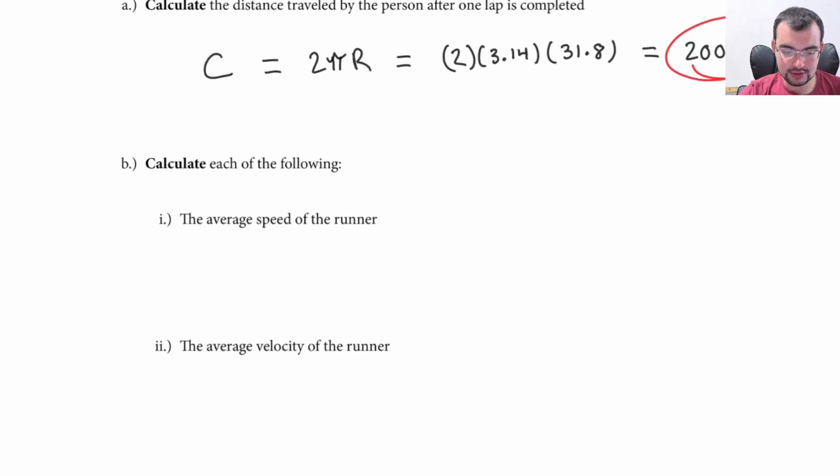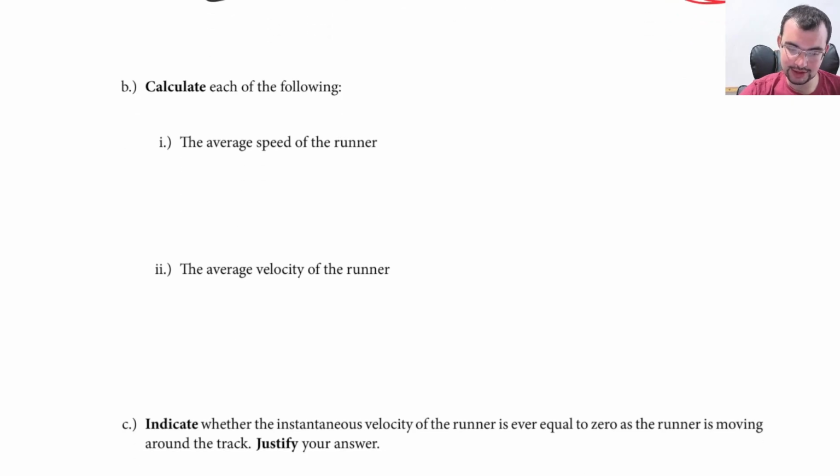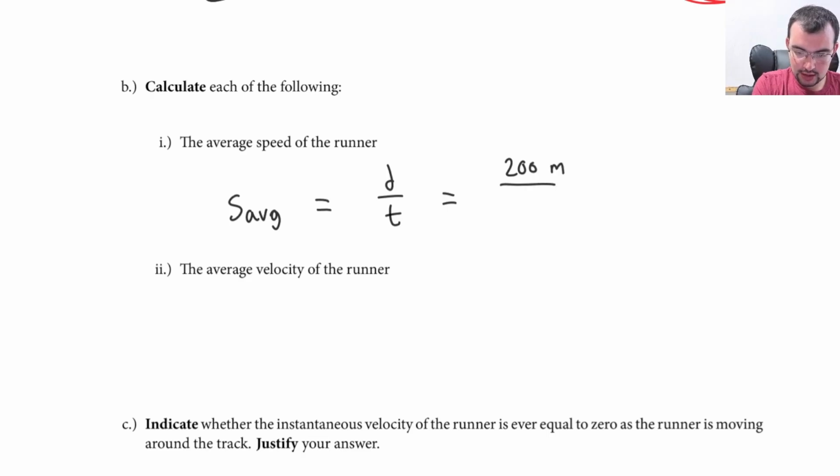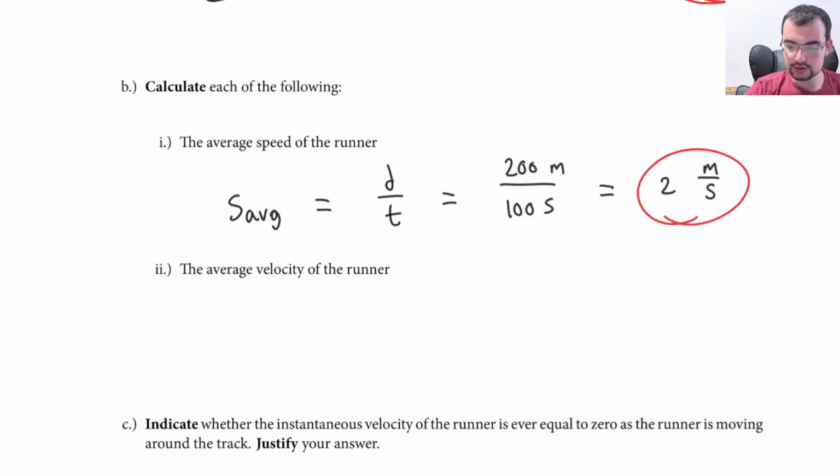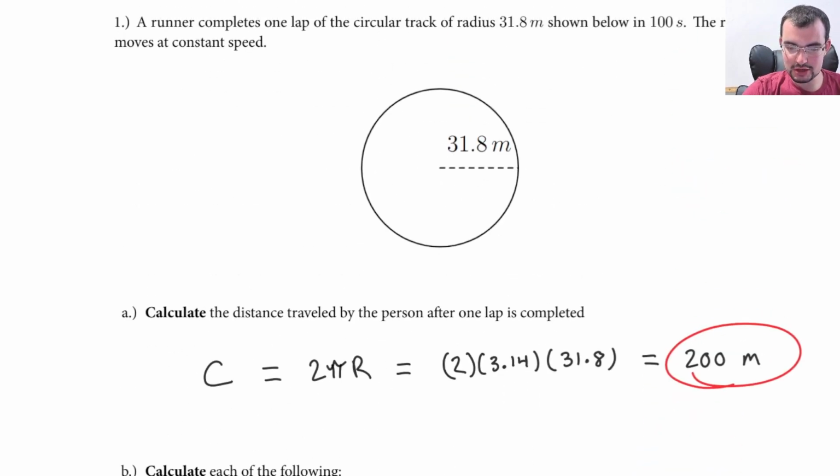So let's calculate each of the following. What is the average speed of the runner versus average velocity? Average speed, there is nothing weird that ever happens with average speed. It's just d over t. They traveled 200 meters and it took them 100 seconds. So they go 2 meters every second. Pretty straightforward. But what is their average velocity?